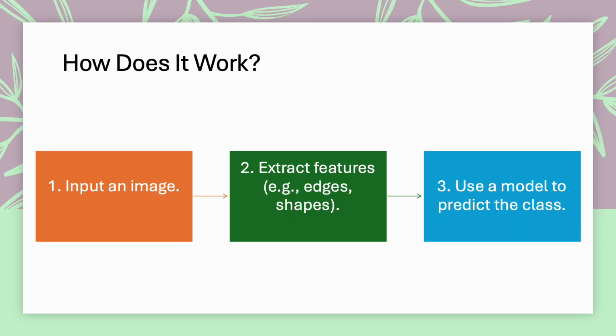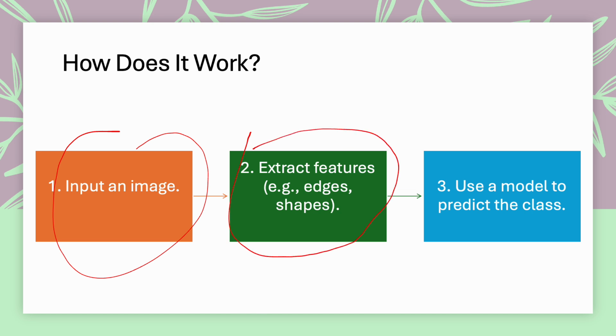Let's talk about how image classification works. It's a three-step process. First, input an image into the system. Second, extract features from the image like edges, shapes or texture. Finally, a machine learning model predicts the class or label for the image. For example, it might look at the features of an image and decide it's a dog. Simple, right?